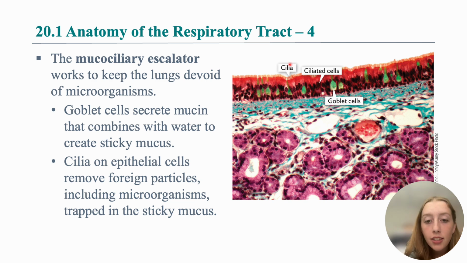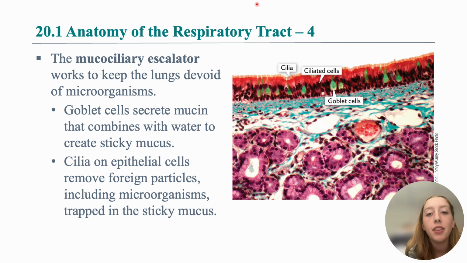Here are the goblet cells, here's the cilia. Goblet cells secrete mucin that combines with water to create sticky mucus. The cilia move like a whip, upward moving the mucus and its trapped particles up toward the oral and nasal cavities for clearance and expulsion. Sneezing is an example of this expulsion.